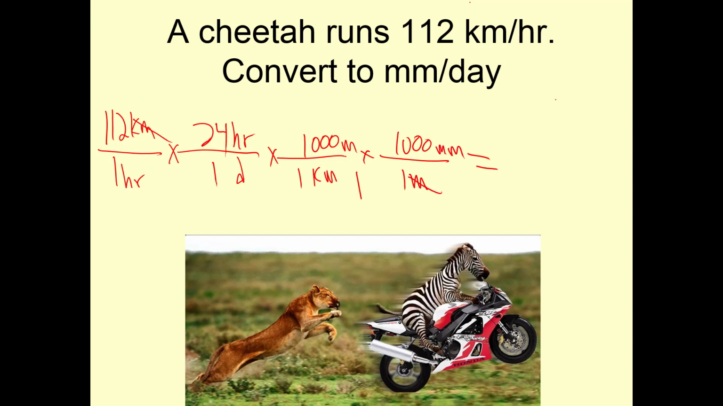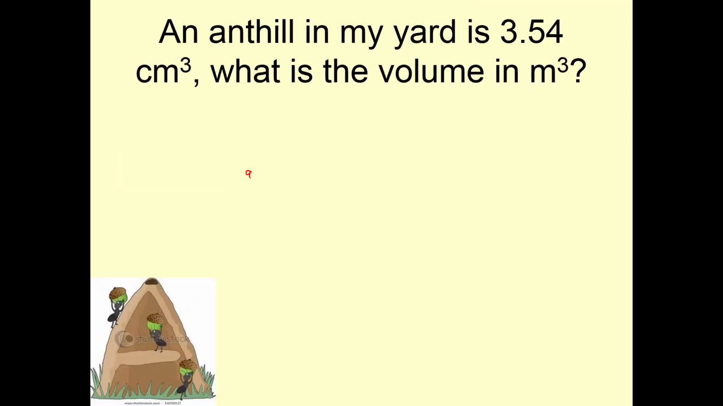Now, when I do this, notice I'll cancel out all the things I can, and the only units I have left, I'm afraid if I move my hand, it'll clear out again. Only units I have left is millimeters per hour. So I'm going to do the math now. 112 is on top, times 24, times 1,000, times 1,000. And that would give me 2688. Oh, this is going to be tough.